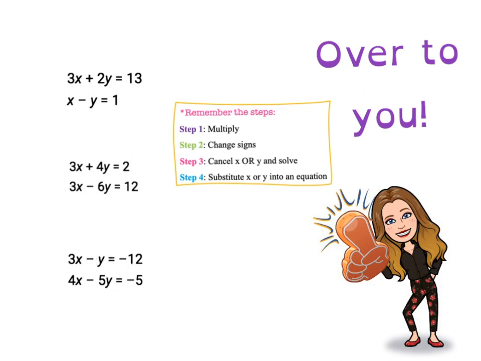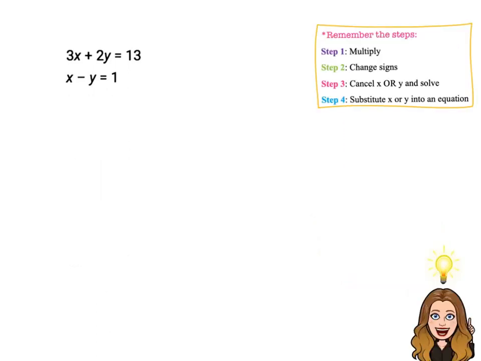We have to multiply to make either the x's the same or the y's. Now in this scenario, making y the same is far easier than if we were to make x the same. But either way, it'll still work out. And I'm going to show you how to answer each of these now individually. So up first we have 3x plus 2y equal to 13 and x minus y equal to 1, and we're told to solve for x and y.